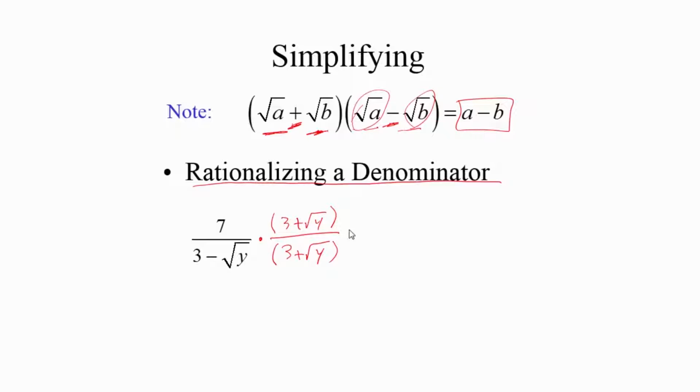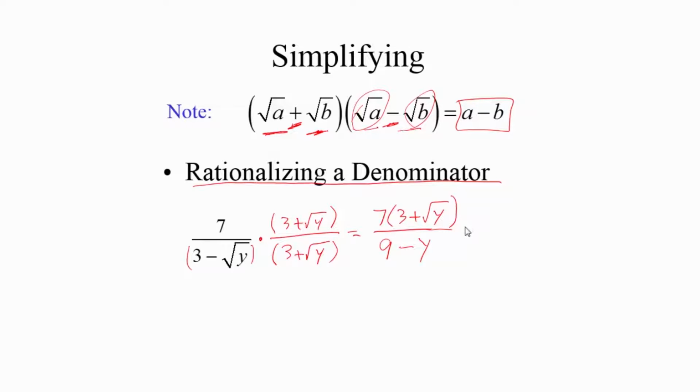So when you do that, 3 minus the square root of y, 3 plus square root of y, put parentheses around it, then it would be the square of the first term, which is 9, minus the square of the second term. The second term is the square root of y. When you square that, of course, the square root would disappear, so it would be 9 minus y. The numerator, 7 times 3 plus square root of y, you can just write it as 7 times 3 plus square root of y, or you can multiply the 7 by it, which would be 21 plus 7 square root of y. Either one of them would be acceptable.